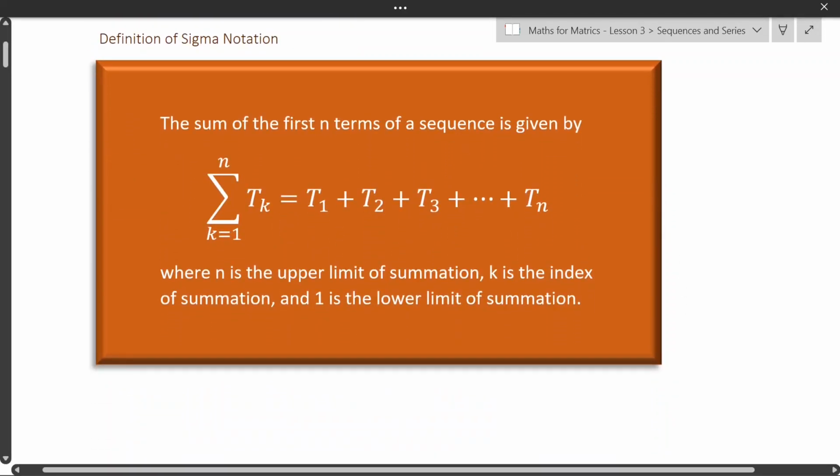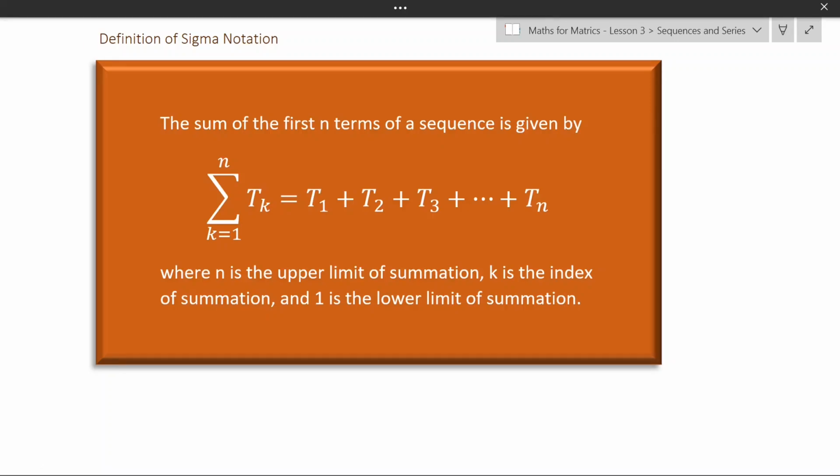What is the definition of sigma notation? Sigma notation is defined by this equation. But for us to understand sigma notation, we first need to know what sigma is. So, what is sigma? Sigma is this symbol right here. It is a Greek symbol, and it means summation.